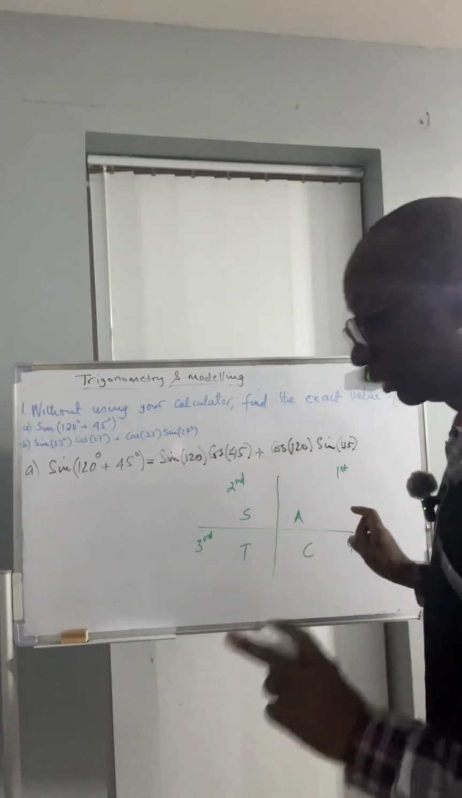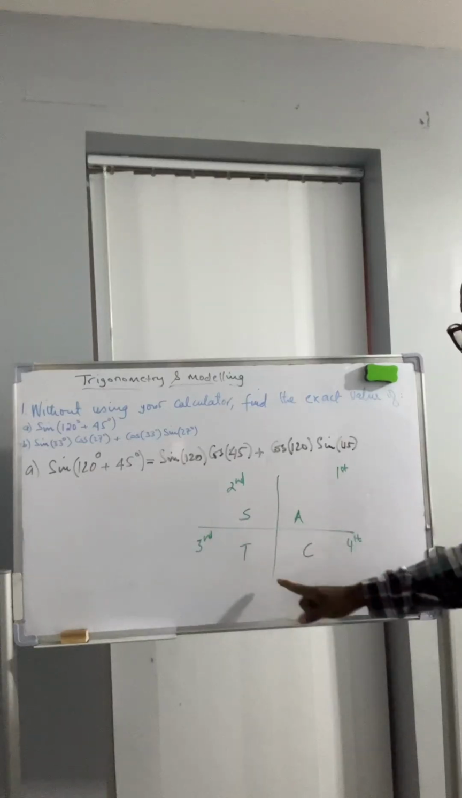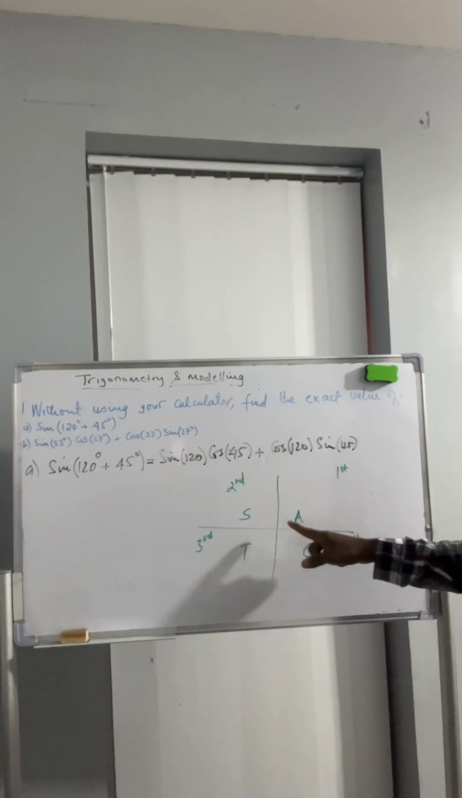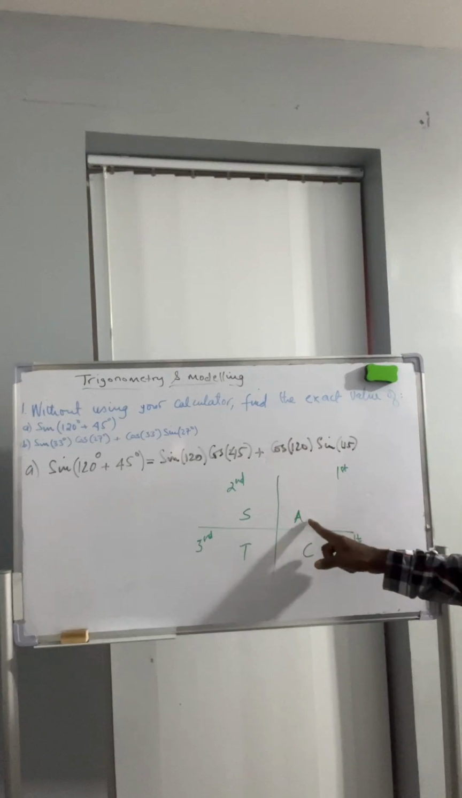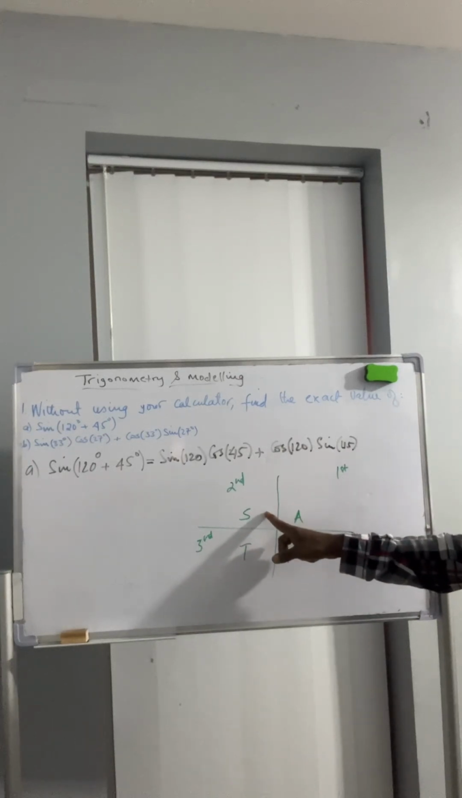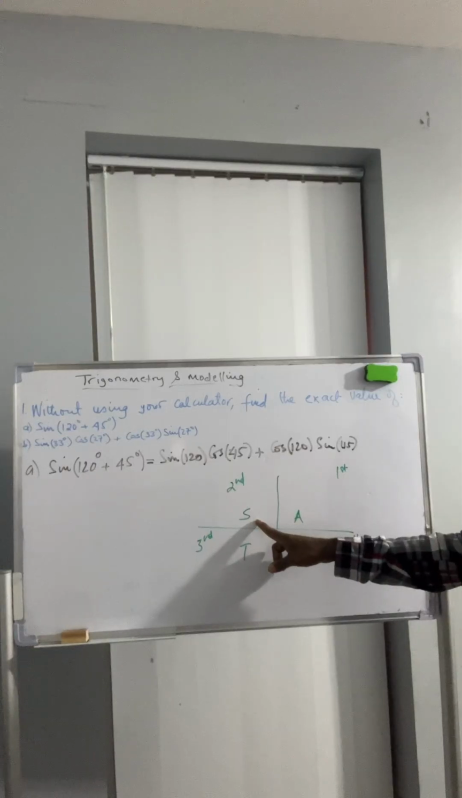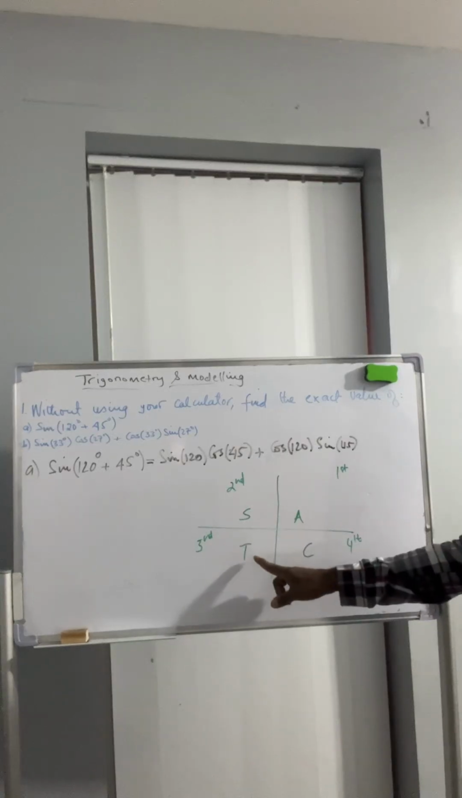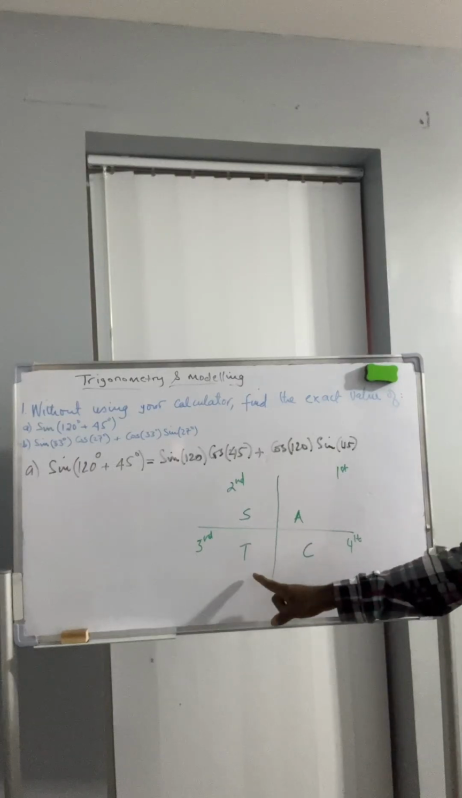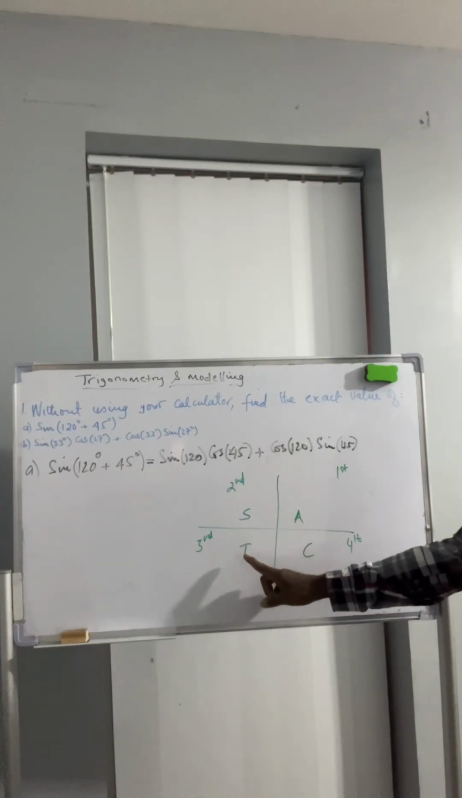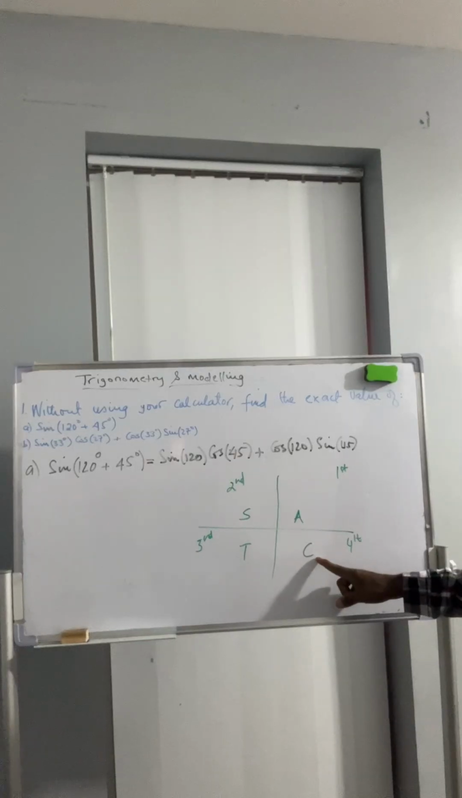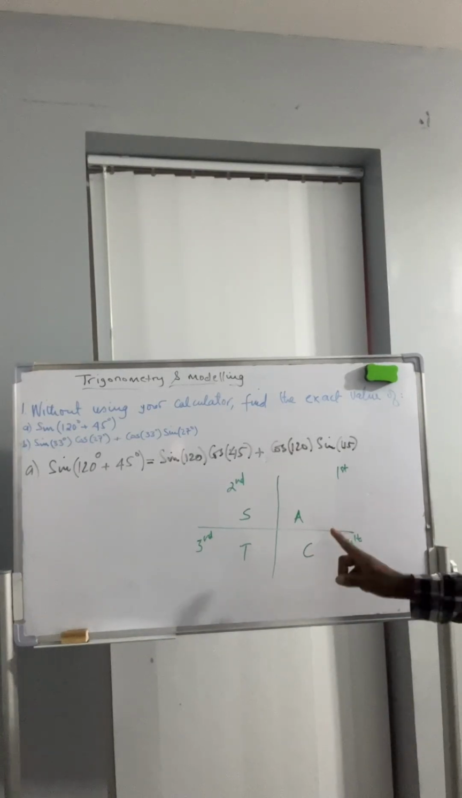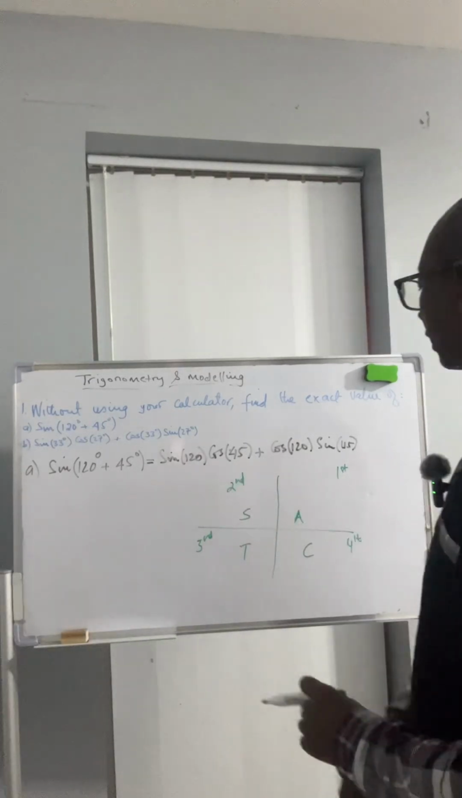Now you have sine 120. What that means, here, all trig functions are positive in the first quadrant, that's what it means. In the second quadrant, only the sine and cosecant are positive. The rest are negative. In the third quadrant, only the tangents and cotangents are positive. The rest are negative. Here it's only the cosine and secant that are positive. The rest are negative. So now we are looking for sine 120 degrees.